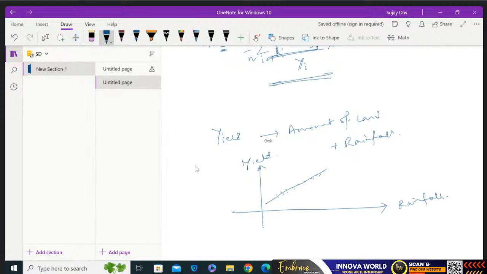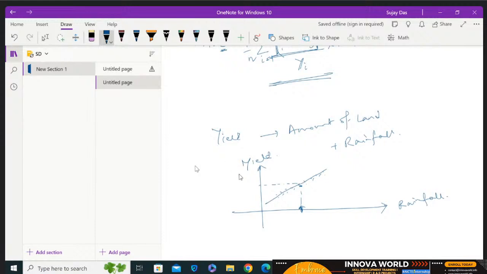Suppose that year the rainfall was here. Now we know from the previous model, because we have already fitted that model, the yield will be somewhere around here. Now we can plan accordingly on the basis of that information, how much storage space we require, and so on and so forth.